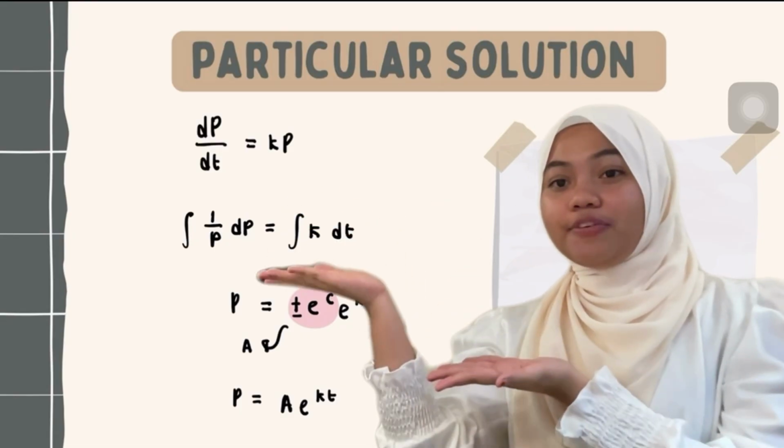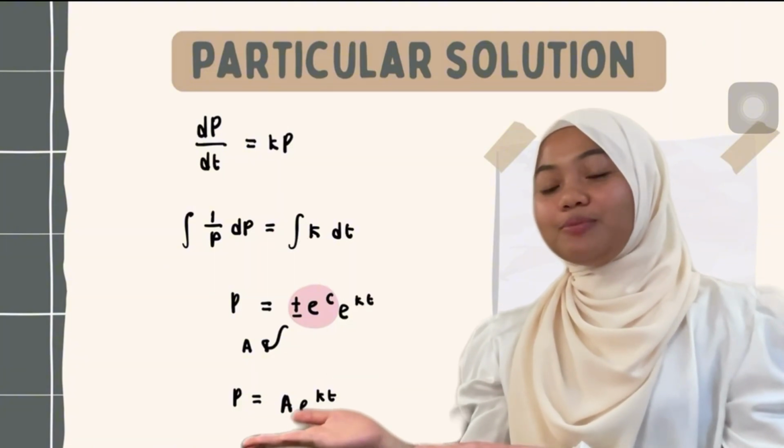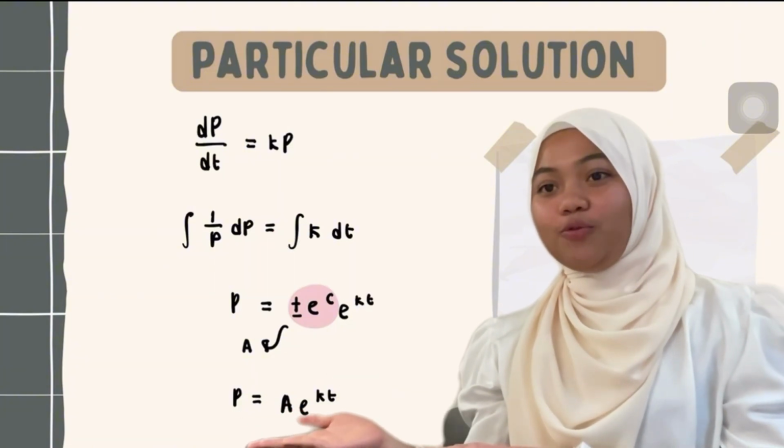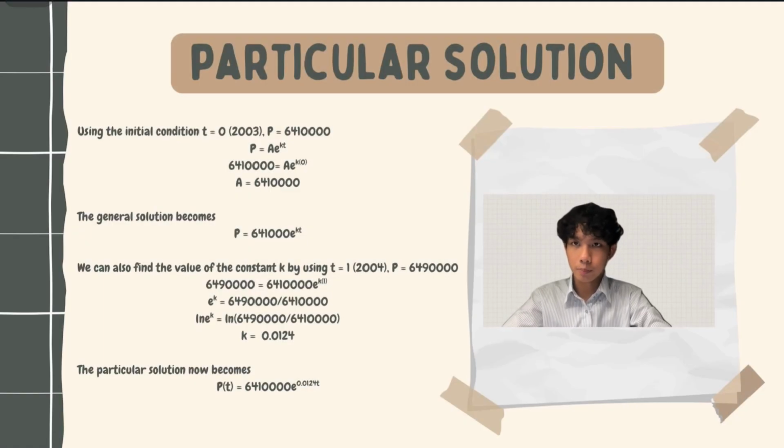We have to differentiate and integrate it, and it becomes P equals A times exponential to the power of kt, where P is the population and t is time. Now I will show you how to use the particular solution equation, which is P equals A exponential to the power of kt. First, we plug in the initial condition for t and P in the equation to find A, which is the initial amount of quantity at time 0.